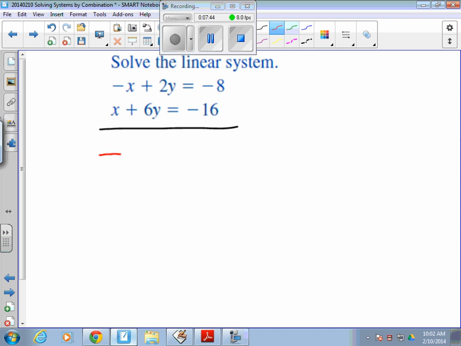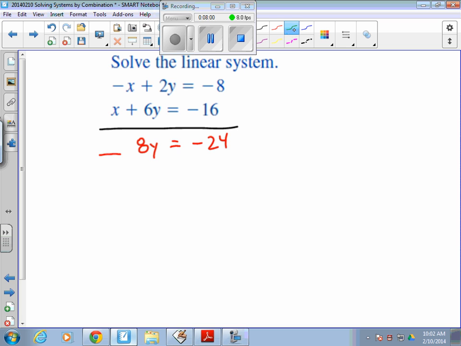I just draw a line. You don't have to draw that line. I'm just showing it as a placeholder. 2y and 6y gives you a positive 8y. Equals comes next, and then negative 8 and negative 16 gives you negative 24.